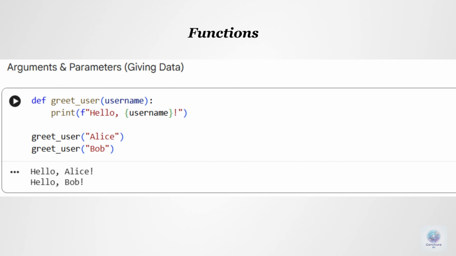A parameter is the variable name you put inside the parentheses during the definition. It acts as a placeholder. In our example, username is the parameter. It's essentially telling Python, expect a piece of data here later.